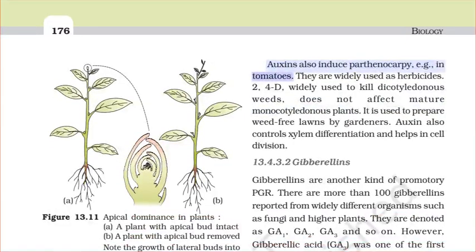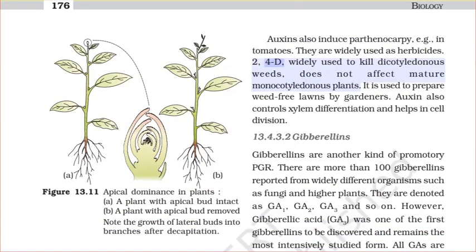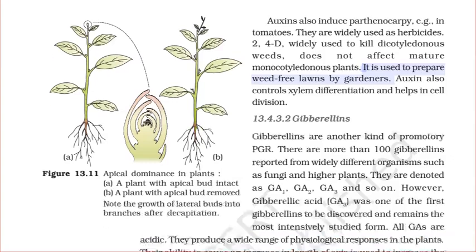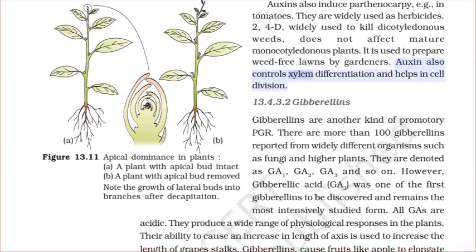Auxins also induce parthenocarpy, e.g., in tomatoes. They are widely used as herbicides. 2,4-D, widely used to kill dicotyledonous weeds, does not affect mature monocotyledonous plants. It is used to prepare weed-free lawns by gardeners. Auxin also controls xylem differentiation and helps in cell division.